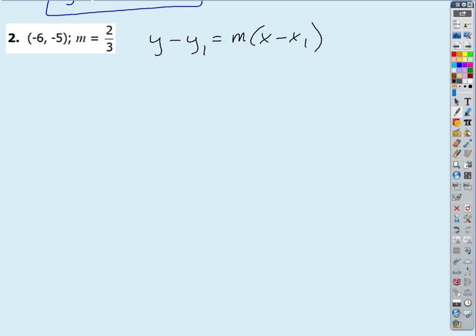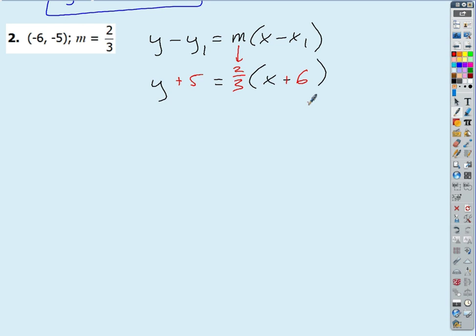Okay, where's everything go here, first of all? Kaylee, what am I plugging in for y1? 5. Okay, and I'm subtracting -5, so what's that going to become? +5. Okay, good. So we get a +5 there. What do I put in for m? 2/3. 2/3. And then what about x1? +6. Good, it's going to end up being a +6 because I'm subtracting a negative. Everybody agree?